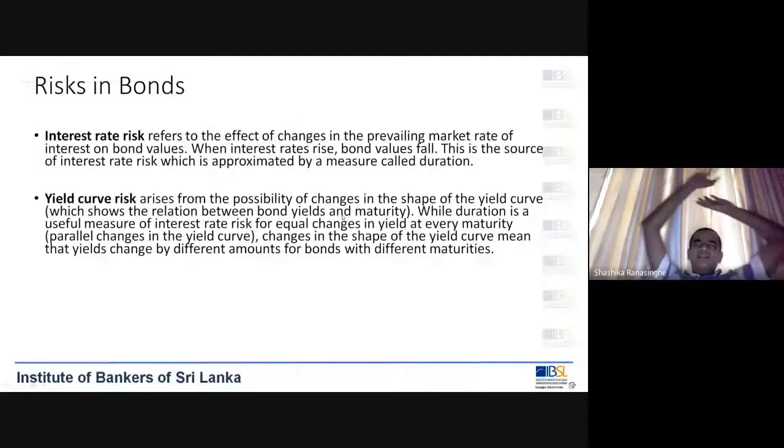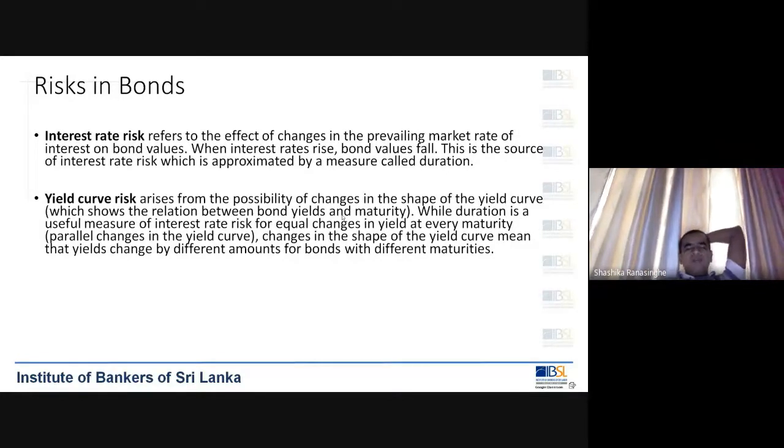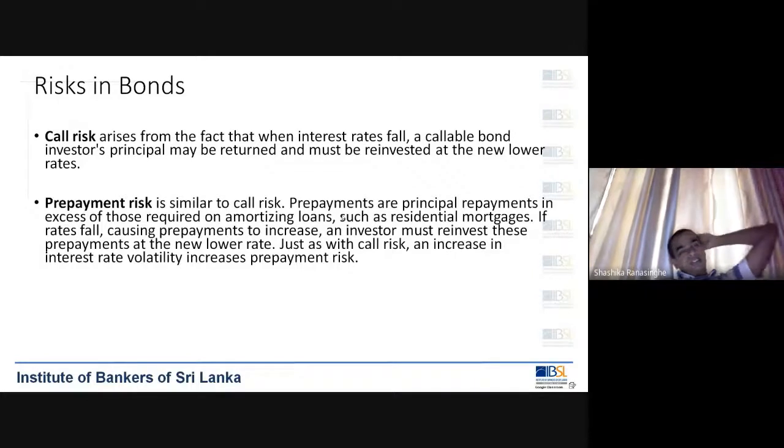Risk in bonds is interest rate risk. Obviously, when interest rates change, the price of your bond will also change. So if you have bought a bond and interest rates go up, then you will lose, because if you had not bought, you could have bought it at a higher rate. Yield curve risk means the yield curve can shift. The shape of the yield curve can change. So if that happens, you're exposed to losses.